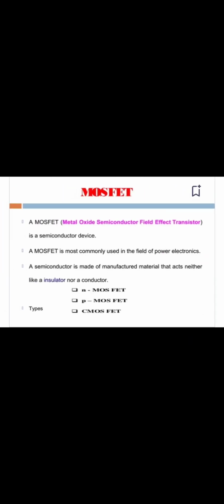So MOSFET, the full form is metal oxide semiconductor field effect transistor, and it is commonly used in the field of power electronics. It is of two types, N-type MOSFET and P-type MOSFET, and CMOSFET. In this video, we will discuss about the N-type and the P-type MOSFETs.